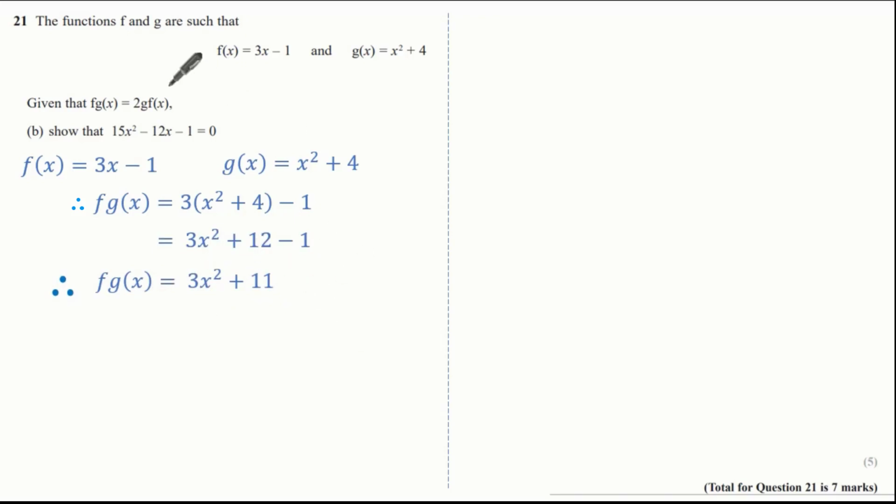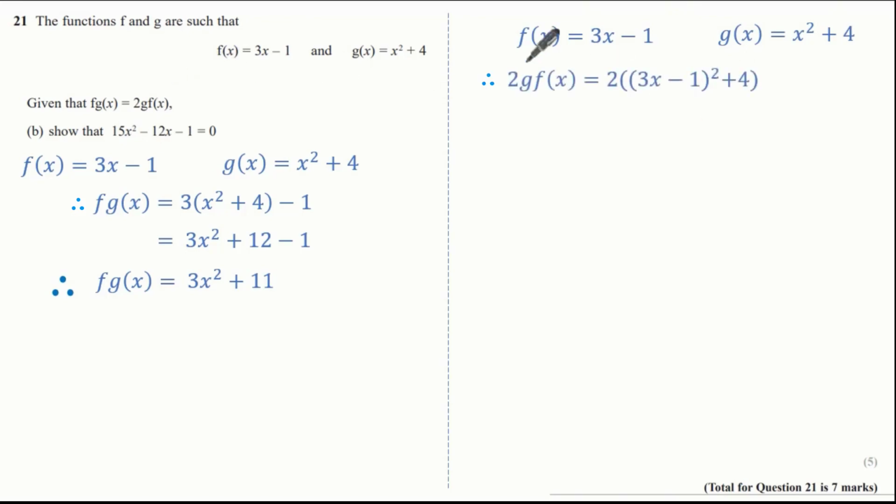Now let's have a look at the composite function 2g f of x. Well, this means I need to put f of x in as the x values for function g. So here's my two functions, and I need to insert the function f as the x value in g, not forgetting to multiply it by 2. So that means 2g f of x is 2 multiplied by the f function now substituted in as the x, so I have 3x minus 1 all squared add 4.